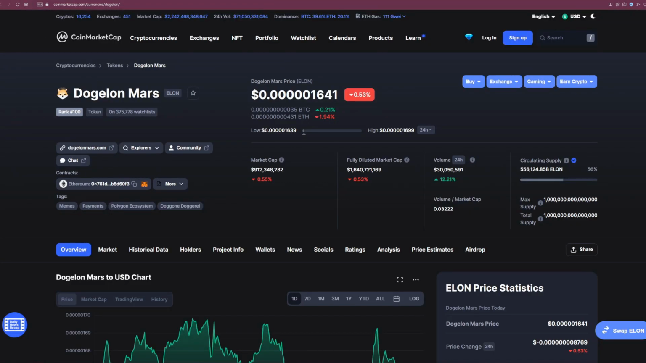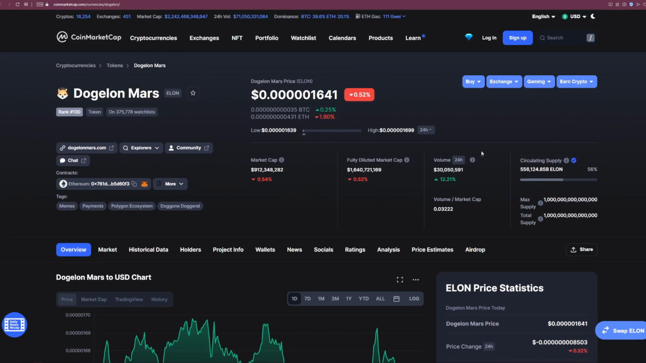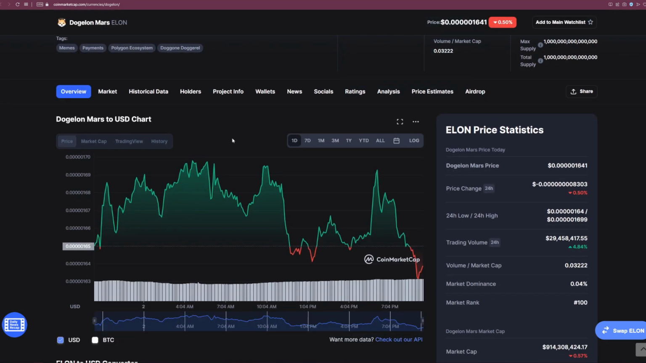So let's get back to Dogelon Mars and see how the coin is doing on CoinMarketCap. As we can see, the volume in the last 24 hours is up by 12%, which is good, and the live market cap is stable at 0%. We're a little over $900 million and the price of Dogelon Mars is down by 0.52%, which is not that bad, okay? But let's look at the Dogelon Mars chart where we can see some changes.